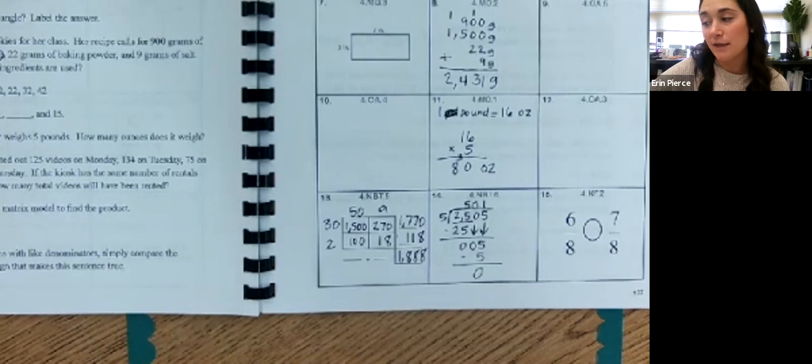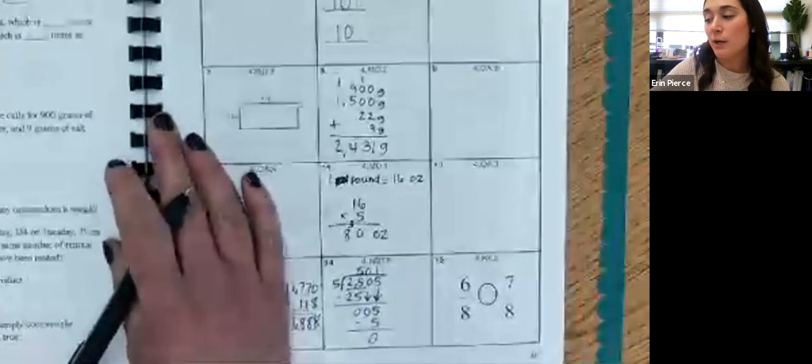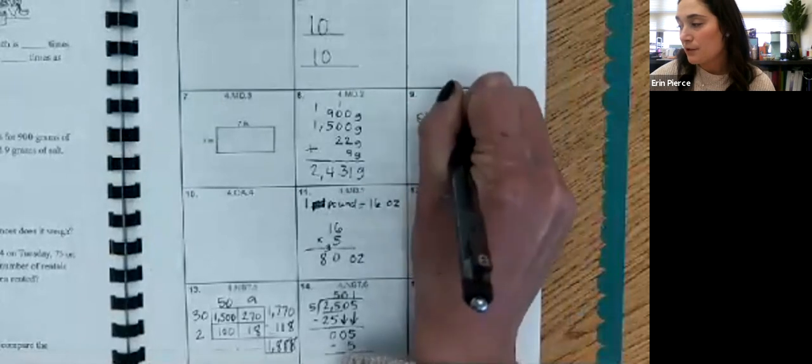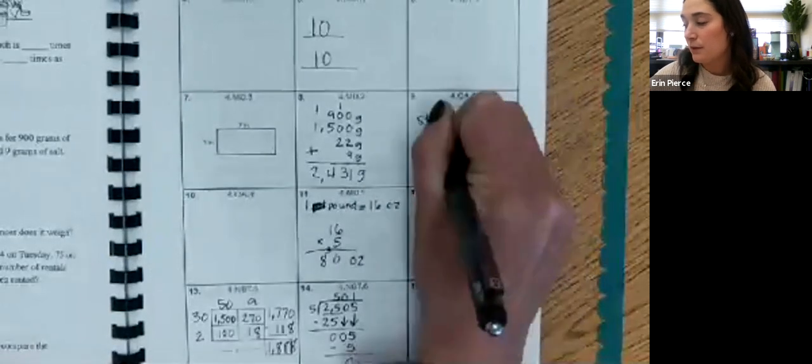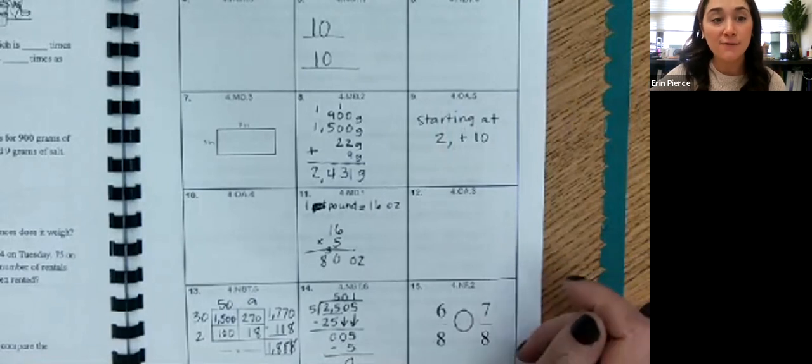First of all, I want you to look at the pattern one, number 9: 2, 12, 22, 32, 42. Starting at 2, add 10. What would my next number be? My quiz last Friday asked you what the next number would be, and some of you did not answer that. What would the next number in the pattern be after 42, if I'm continuing that pattern? Charlotte.